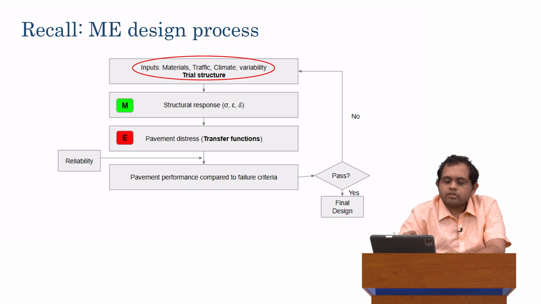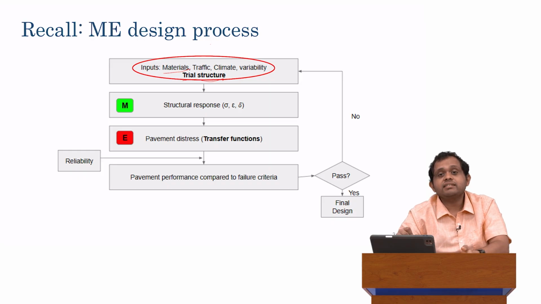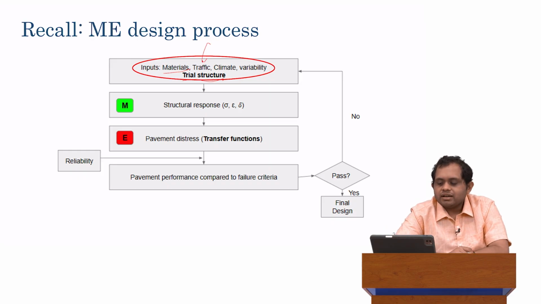So the general process of an ME design is we start with some inputs of a trial structure. So we choose some materials. We choose, say, M40 concrete. We choose certain type of aggregates. We choose maybe a DLC, a dry lean concrete layer, etc. We choose some trial thicknesses for those materials. We have to choose some design value of traffic. Again, the problem in design is that there is no road and therefore there's no traffic. So we have to use our judgment to choose some value of traffic that could be good or bad, but it's on us to decide what that judgment is.